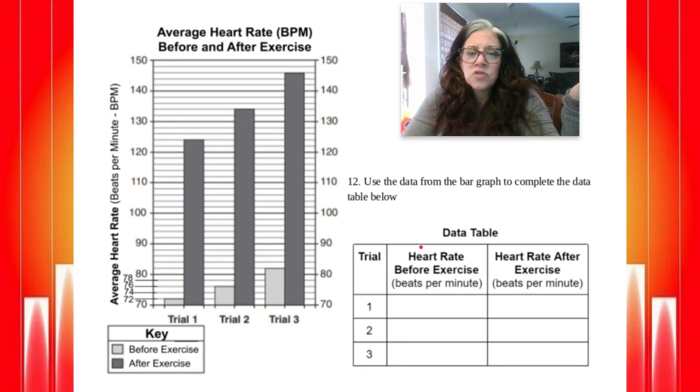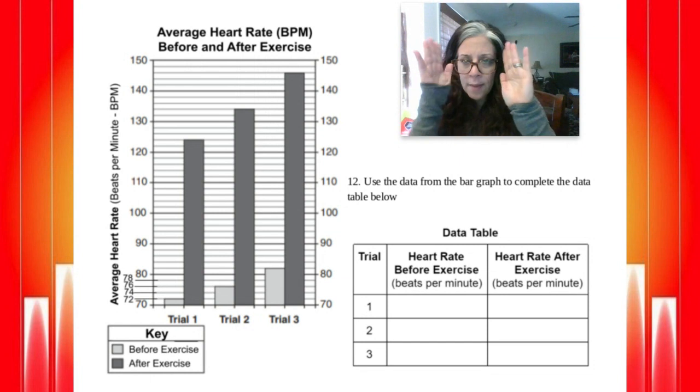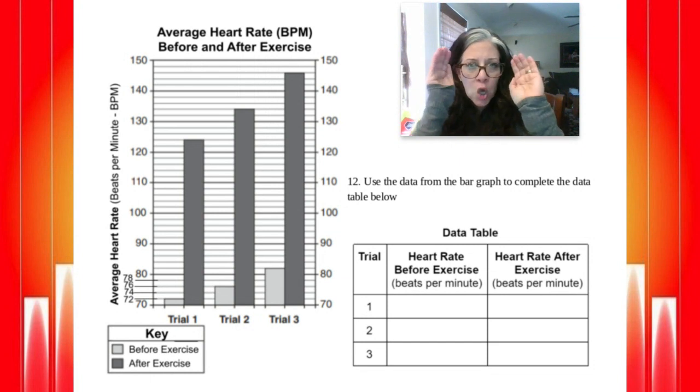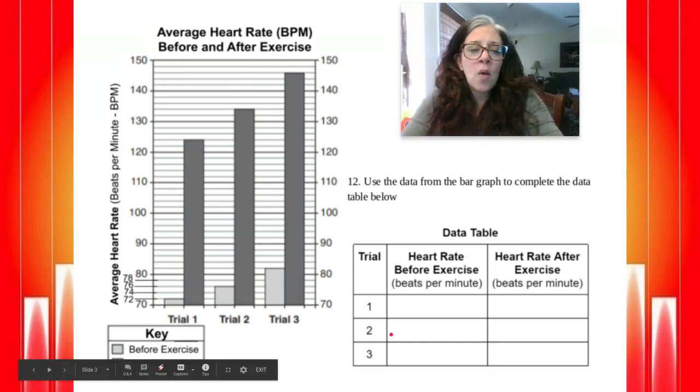We need the numbers. So if I look at the data table, I see trial, check, that matches my x-axis. Heart rate before exercise in beats per minute, that matches my light gray bars according to the key. And heart rate after exercise in beats per minute, that matches the dark gray taller bars according to the key. All right, so I'm in a space now. I'm in the zone. So now I'm going to look at trial 1.